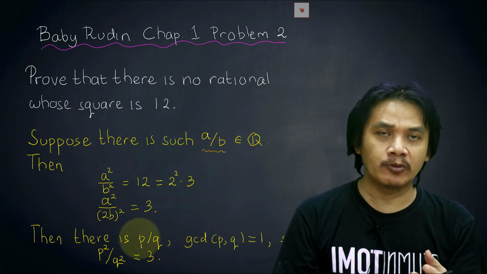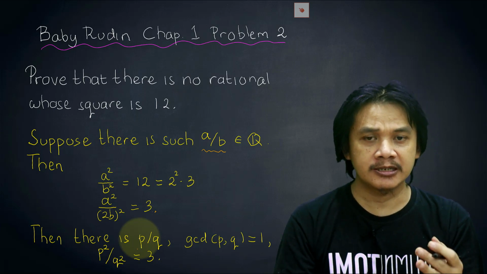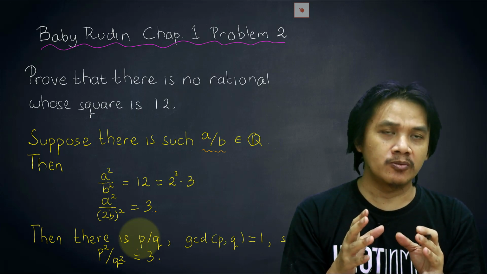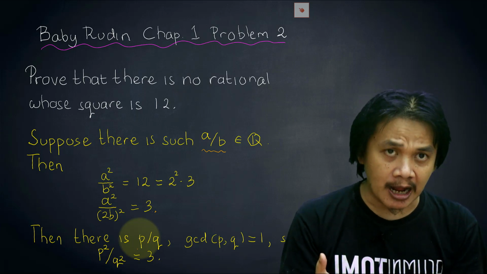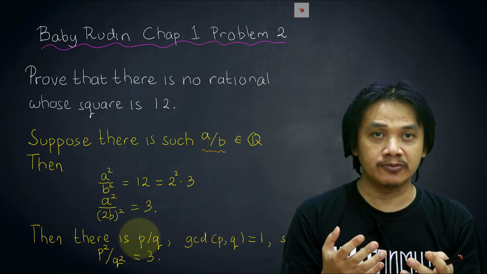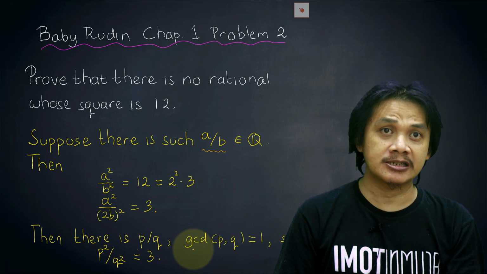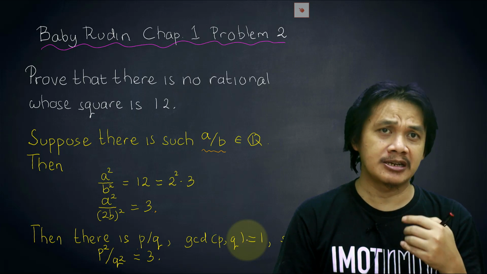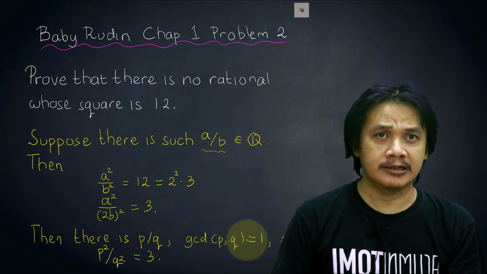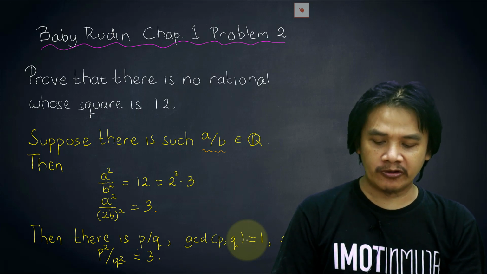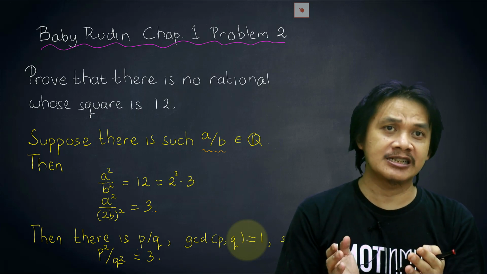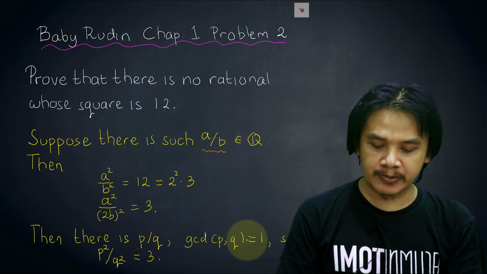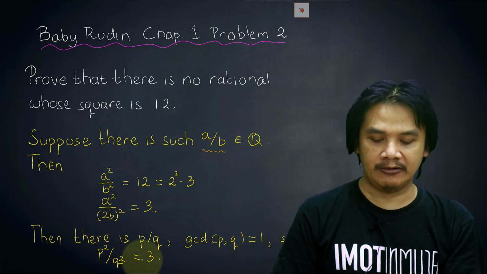Then we can assume more about this p over q. For every rational number, we can always write it in the simplest form, which means that the greatest common factor is equal to 1. So here we assume that the greatest common divisor of p and q is equal to 1, which means that there is no positive common factor greater than 1. Then, since p over q squared is 3, we have p squared over q squared equals 3.